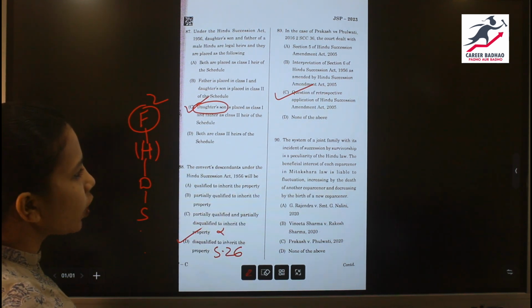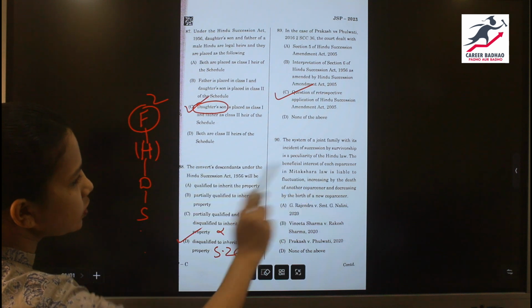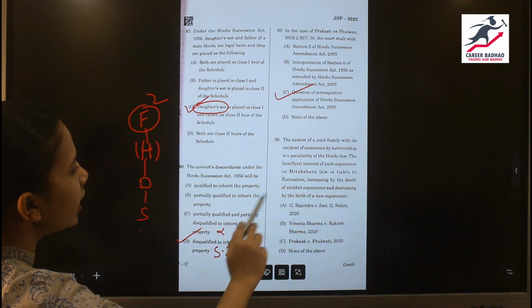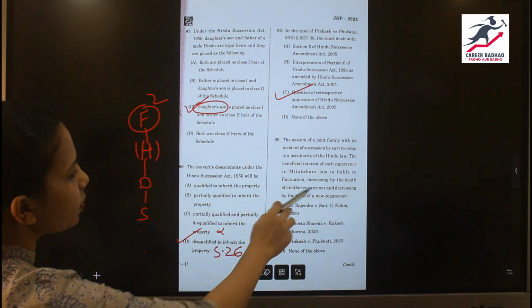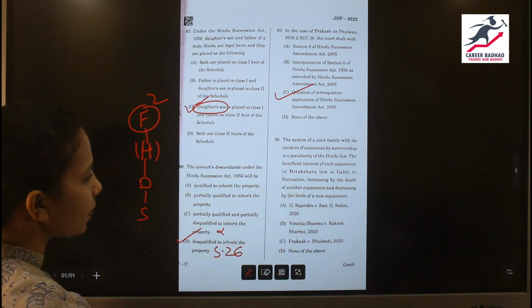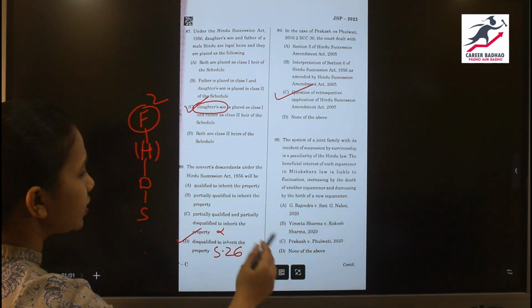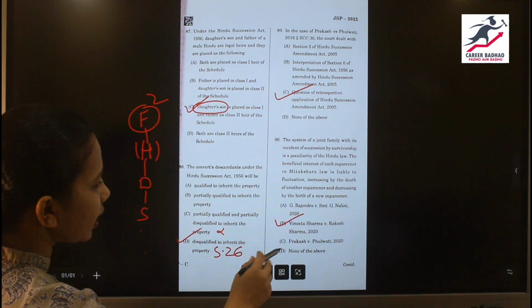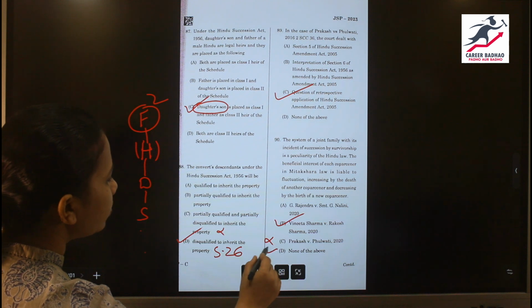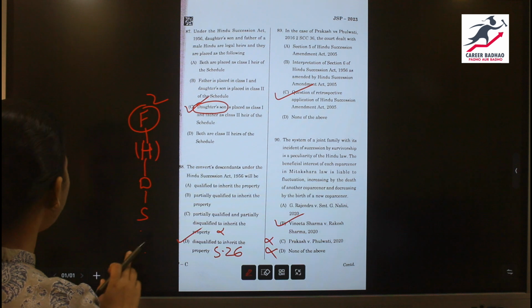The system of a joint family with its incident of succession by survivorship is a peculiarity of Hindu law. The beneficial interest of each coparcener in Mitakshara law is liable to fluctuations, increasing by the death of another coparcener and decreasing by the birth of a new coparcener. This was held in the case of G. Rajendra versus Srimati G. Nalini, no. Vinita Sharma versus Rakesh Sharma, yes. Prakash versus Phulavati, no. None of the above, no. So the correct answer is Vinita Sharma versus Rakesh Sharma. Let's now move to question number 91.